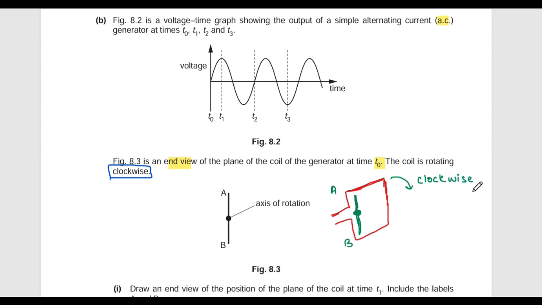A will go downward when it starts rotating. And at this point, there is no current. That means there is no flux, or we can say that this coil at this time is parallel to the magnetic field. So either the magnetic fields are coming from up to down or from down to upside. So no flux.